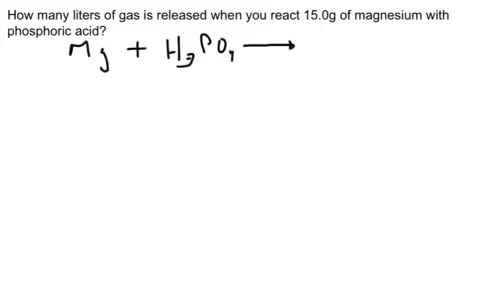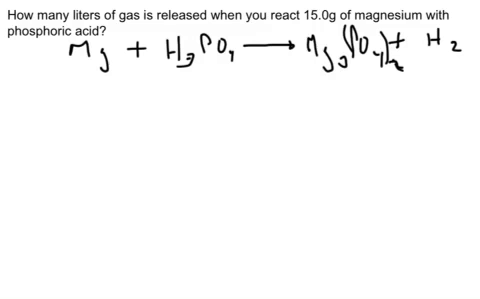Then, what are our products of this reaction? This is a single replacement reaction, so who's going home alone? That's going to be our buddy hydrogen. And then what's our other product? It's going to be Mg3(PO4)2, magnesium phosphate. To get a balanced equation, we're going to need a 2 here, a 3 here with the hydrogen. That means a 2 here and a 3 here.